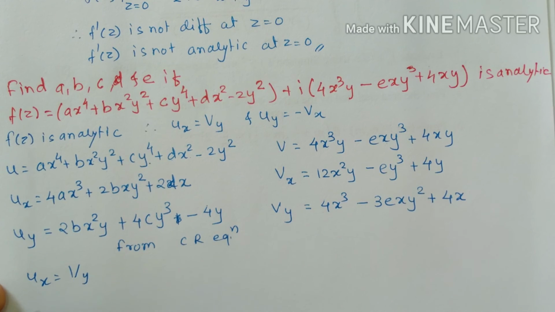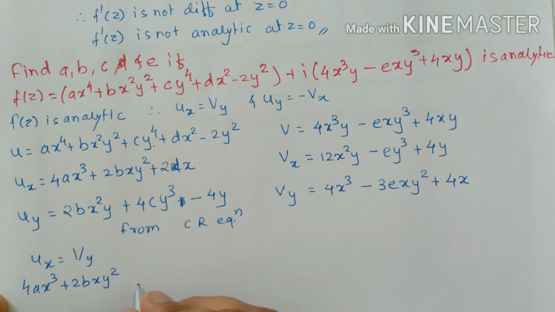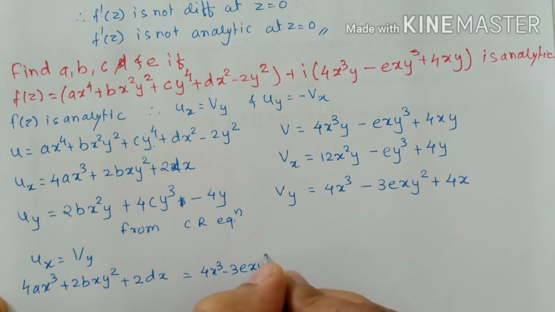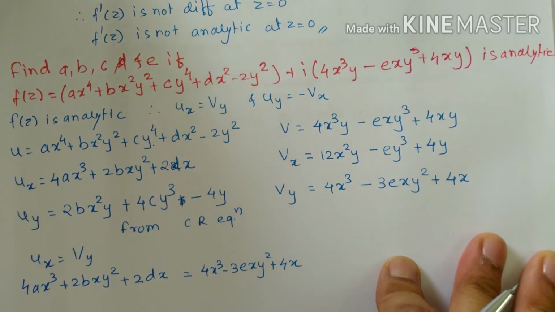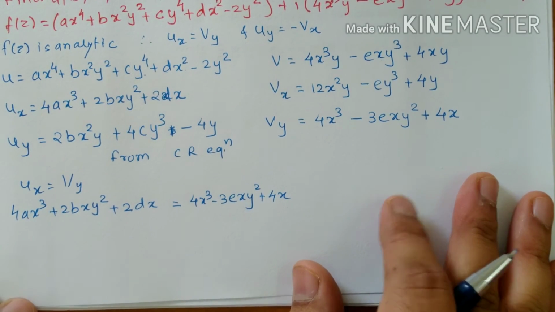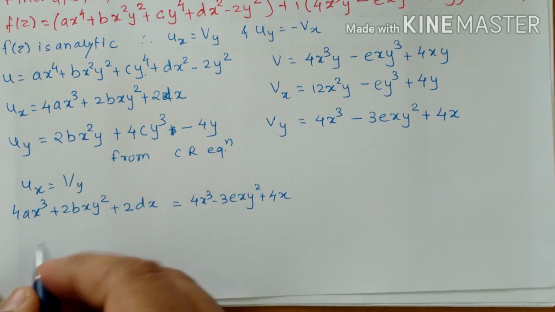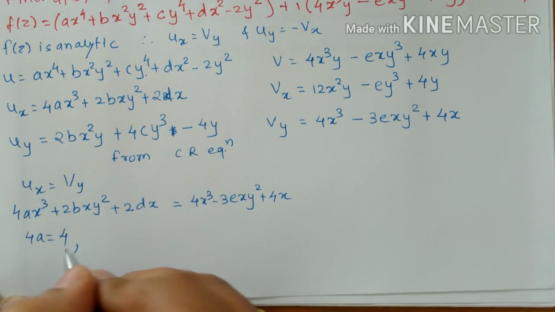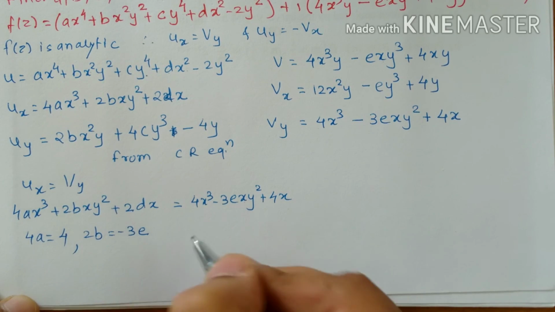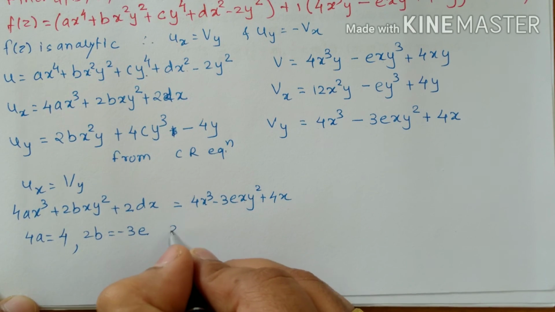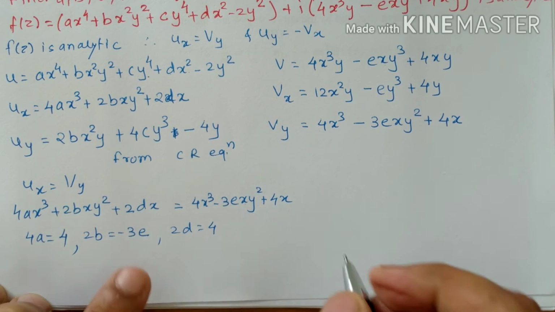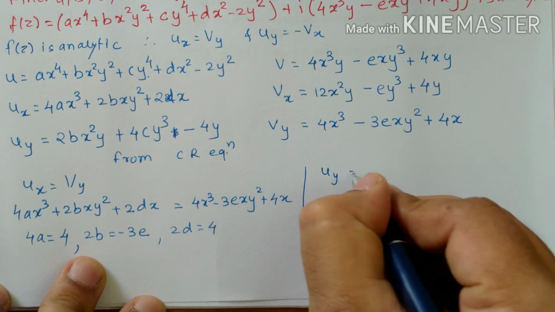ux is equal to vy, therefore 4ax cube plus 2bxy square plus 2dx is equal to 4x cube minus 3exy square plus 4x. Now what to do? You just compare the terms. See, x cube terms. On comparison of x cube, we get 4a is equal to 4. Comparing the xy square with the xy square, we get 2b is equal to minus 3e. And comparing the x with the x, we get 2d is equal to 4.